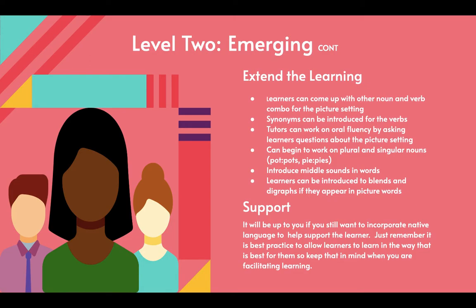Learners can come up with other noun and verb combos for the picture setting. Tutors can utilize sentence frames for support. If you think your learner is ready, synonyms can be introduced for the verbs. You can also work on oral fluency by asking learners questions about the picture setting. You can have learners answer questions orally or have them written down.